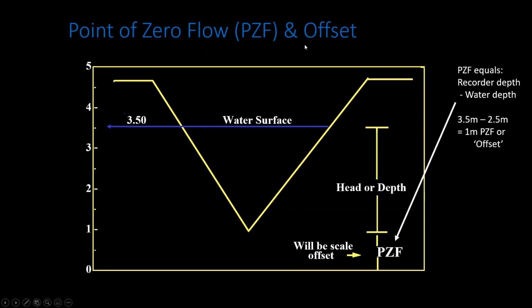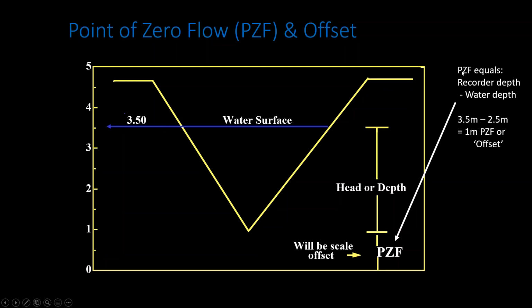So here's another ideal example with a V-notch weir, trying to find the point of zero flow or the offset. In this case, the bottom of the V is at 1 meter. If it was at zero, it would be nice, because then whatever the water surface is would be your offset. But in this case, it's at 1 meter. Our water surface is measuring at 3.5 meters. So therefore, we need to subtract those two.